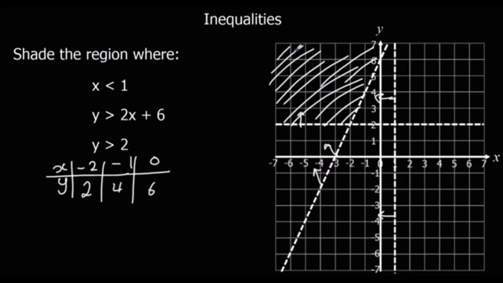Okay, let's pick a point to check. So we'll do minus 5, 5 this time. So minus 5 is less than 1, that's true. 5 is bigger than 2 times minus 5, which is minus 10, plus 6 is minus 4. That's true. And 5 is bigger than 2. Yeah. So that means this is the right region.